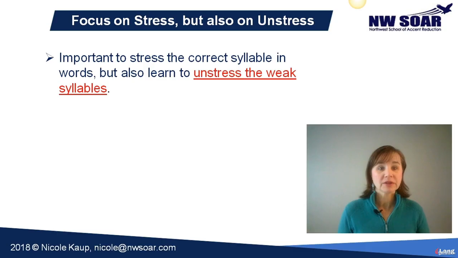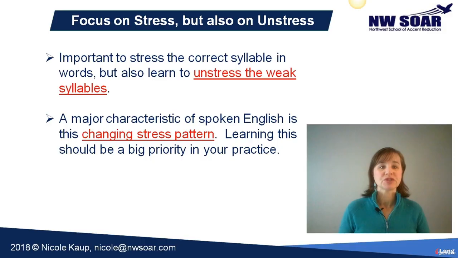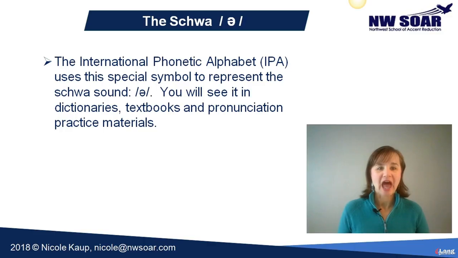It's really important to stress the correct syllable in words, but it's also important to learn how to unstress the weak syllables. A major characteristic of spoken English is this changing stress pattern. Learning this should be a big priority in your practice. The International Phonetic Alphabet, or IPA, uses this special symbol to represent the schwa, and it's an E turned upside down. You'll see this in dictionaries, textbooks, and pronunciation practice materials.